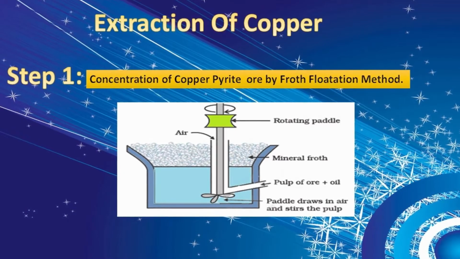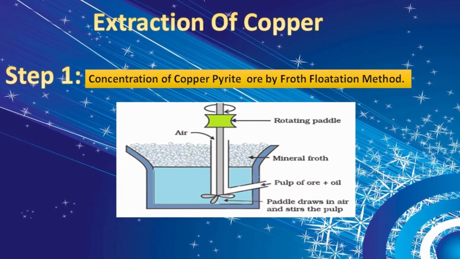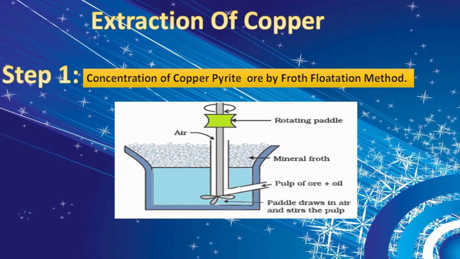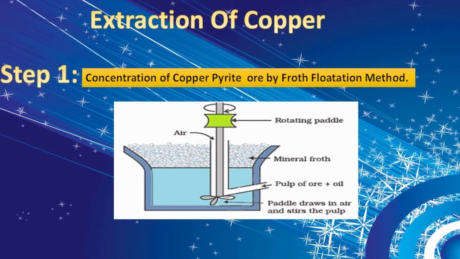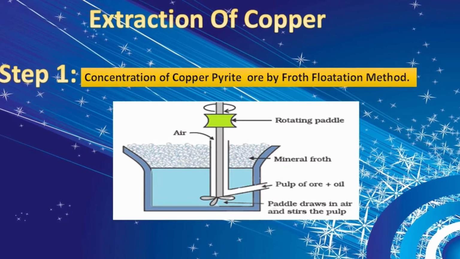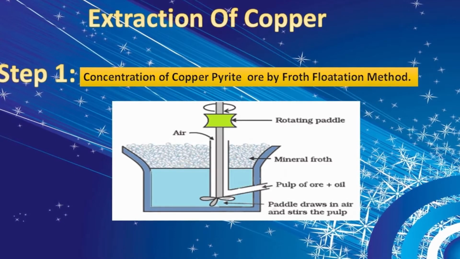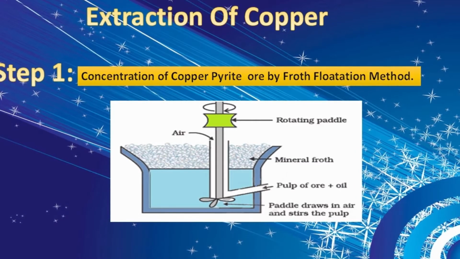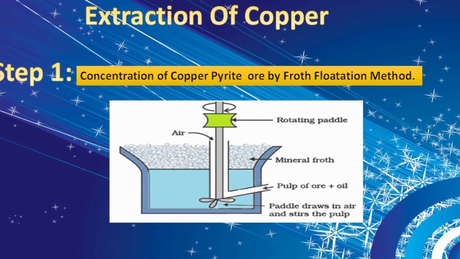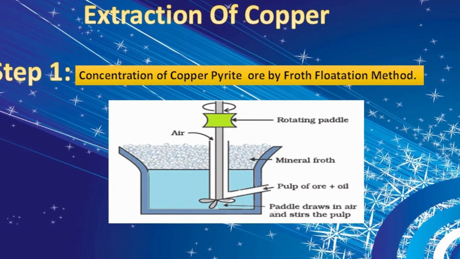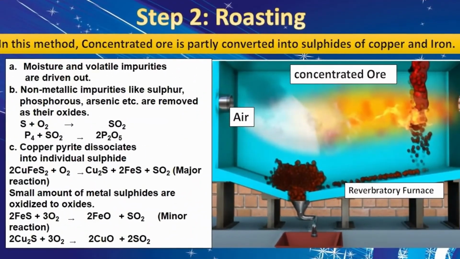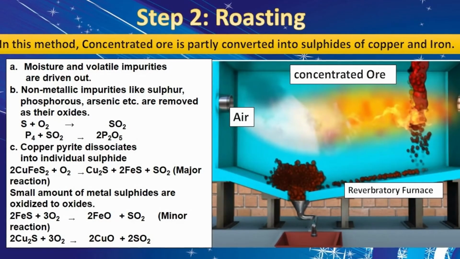Around 85% of the copper is extracted from its sulfide ore, that is copper pyrite. The chemical formula of copper pyrite is CuFeS2. Since it is a sulfide ore, it is concentrated using the froth flotation process. We have learnt about this froth flotation process in detail in concentration of ores. The second step involved in the extraction process is roasting.